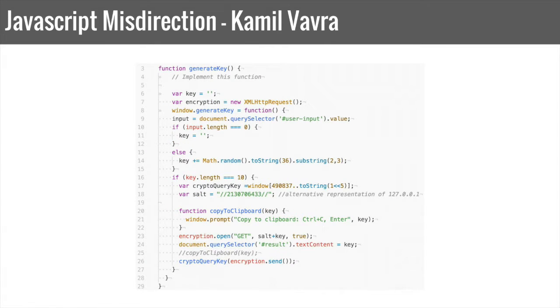All right, so let's look at this example just very briefly. This is from Kamil Vavra, and I want to call your attention to line 18 with a variable called salt that's being set, and there's a string and it has some numbers. The main thing that I want to say about this is that this number is an alternative representation of the IP address 127.0.0.1, and so that's how he chose to exfiltrate the key.